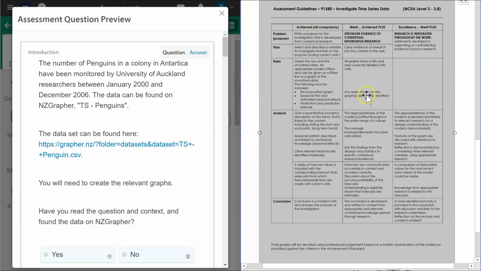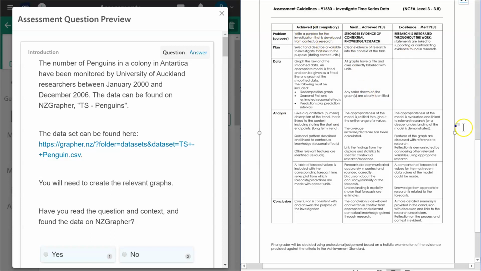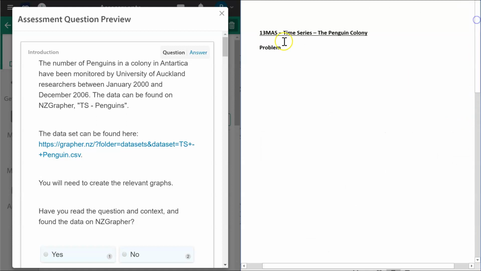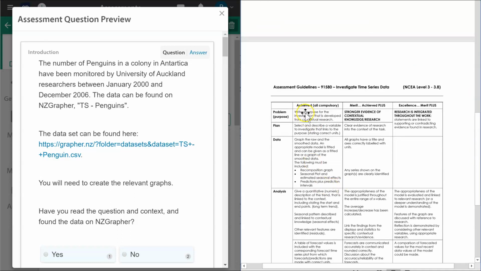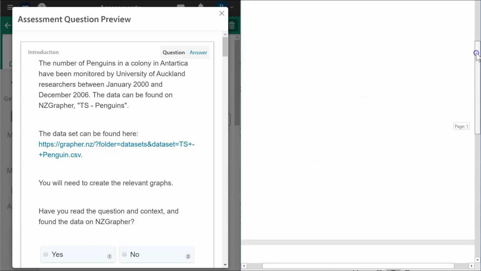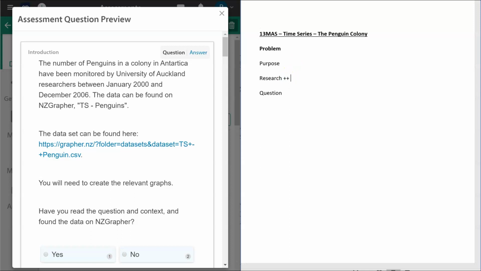Let's add in our problem heading. What we're doing is we're aiming for merit as well. So here we're going to need a purpose, and we're going to need research, and we're going to need a question. So we're definitely going to need purpose, research, and a question. And that was just the achieve stuff. So write a purpose about the investigation. And for merit, we're just looking for strong evidence of contextual understanding. So that just means we're going to need to do research plus. And just to add some value, I'm going to add in a prediction of what I think the answer is going to be.